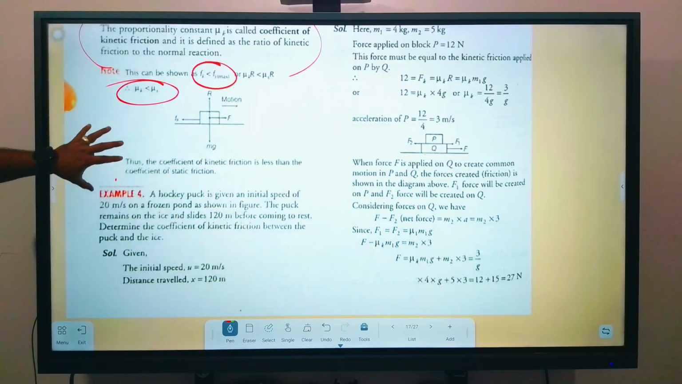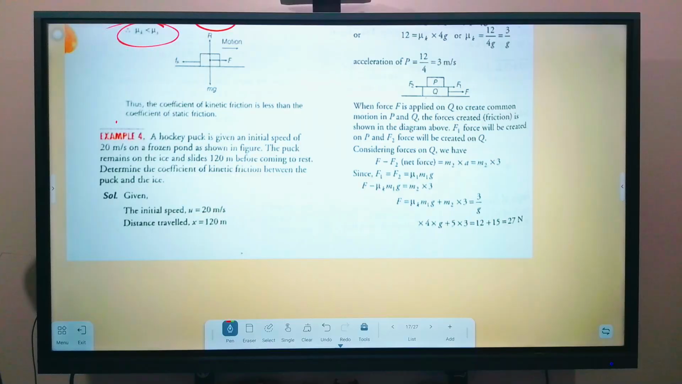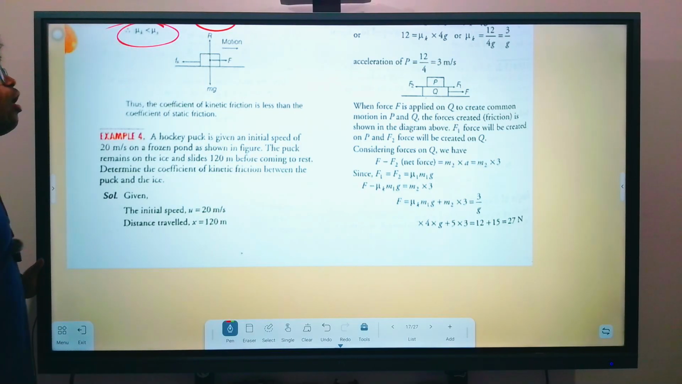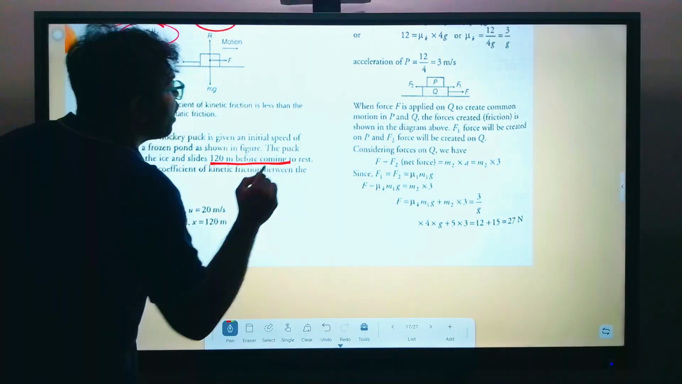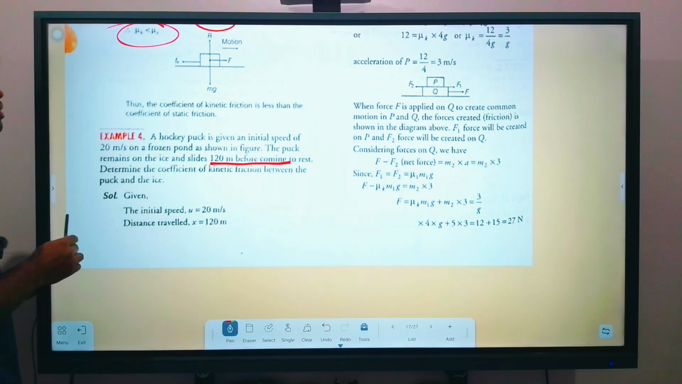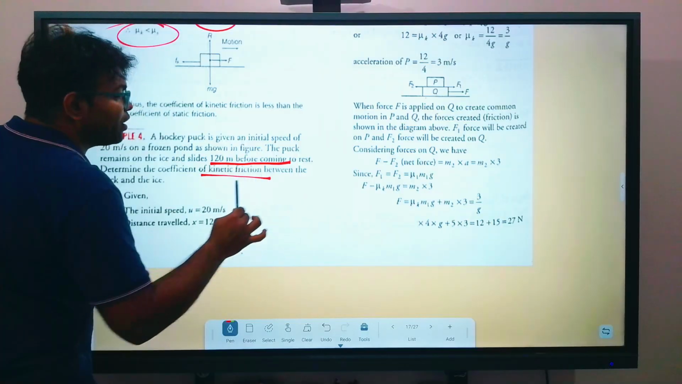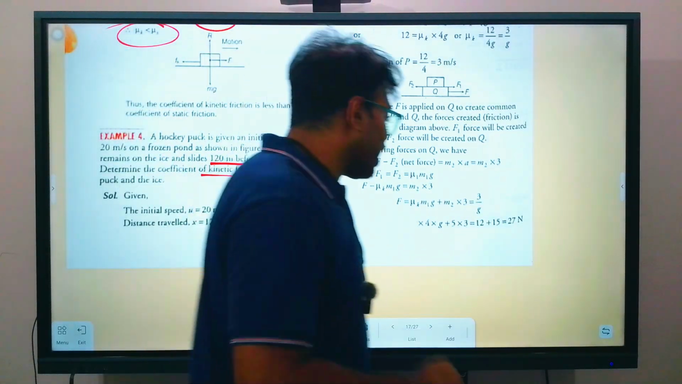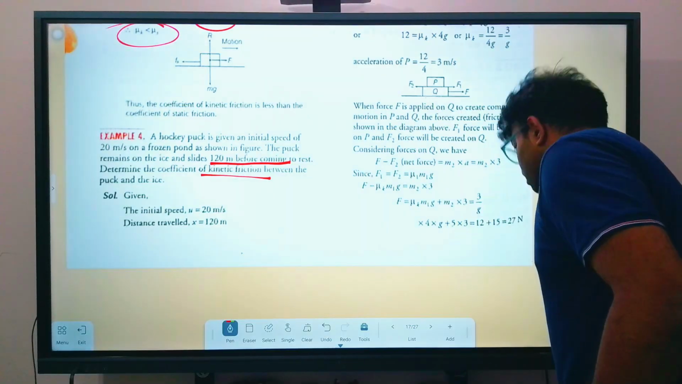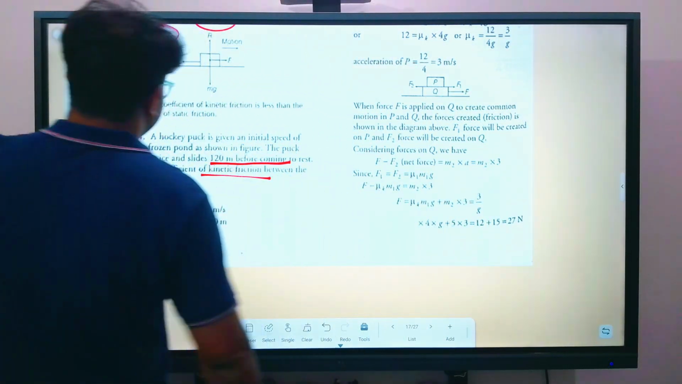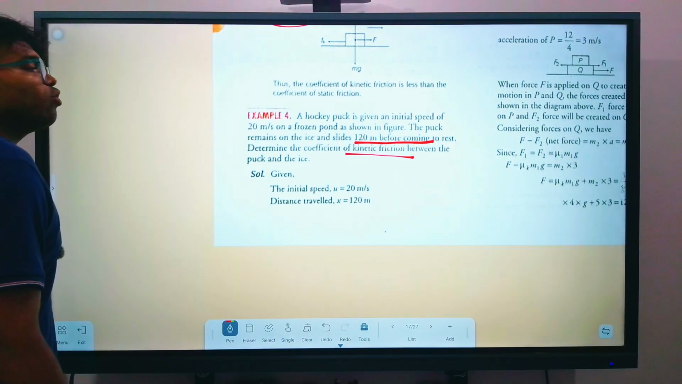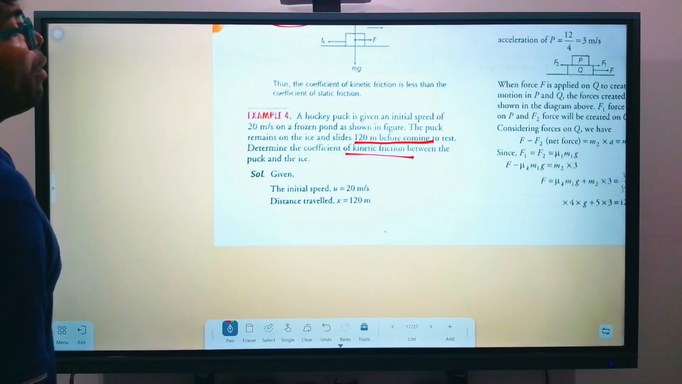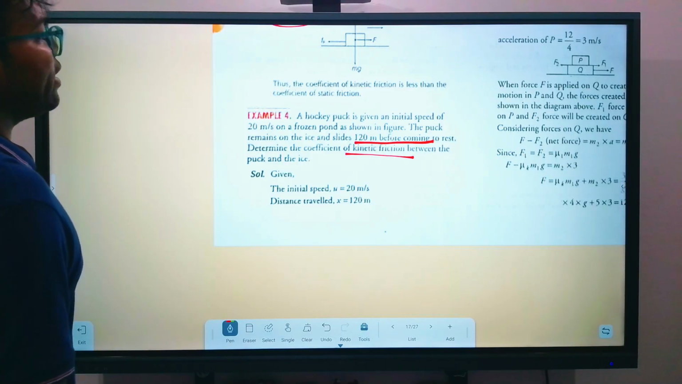A hockey puck is given an initial speed of 20 meters per second on a frozen pond as shown in the figure. The puck remains on the ice and slides 120 meters before coming to rest. Determine the coefficient of kinetic friction between the puck and the ice.